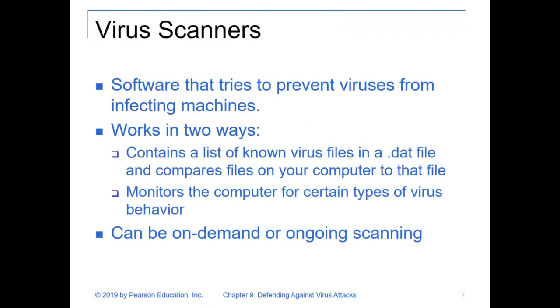Virus scanners are software that tries to prevent viruses from infecting a machine. You'll mainly hear this called antivirus programs. So these work in two ways. They contain a list of known virus files in a .dat file. It compares the files on your computer to that file, and it can also monitor the computer for certain types of virus behaviors. The antivirus programs, the virus scanners, can either be on demand, where you tell it to scan, or it can be an ongoing scanning program as well.